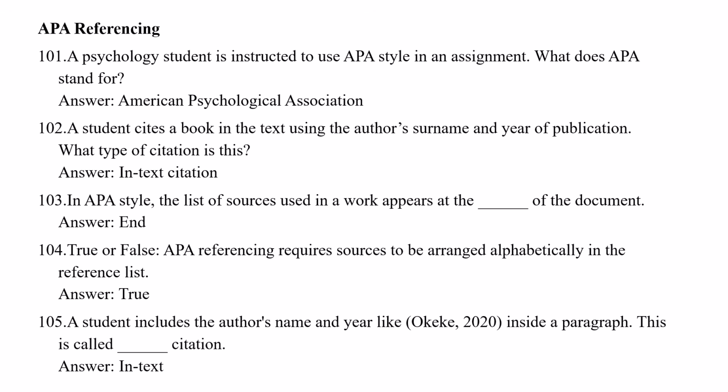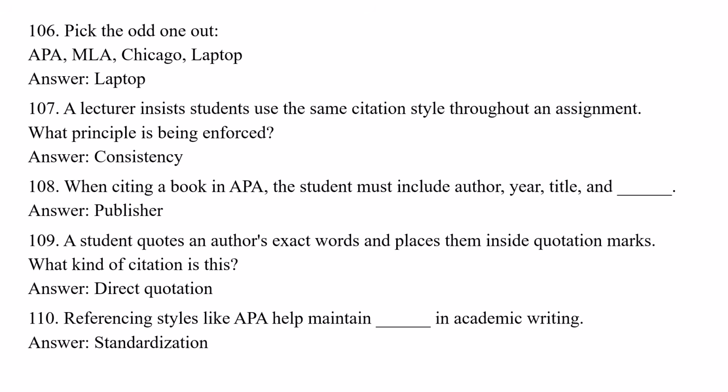That's true. A student includes the author's name and year like this, like you have OKK 2020 inside a paragraph. This is called what? In-text citation. Let's pick the odd one out. APA, MLA, Chicago, laptop. Laptop is not part of the referencing styles. The lecturer insists that students must use the same citation style throughout all the work. What is he trying to enforce? Consistency. When citing a book in APA, the student must include author, year, title, and what?